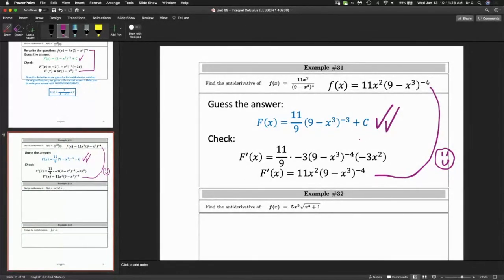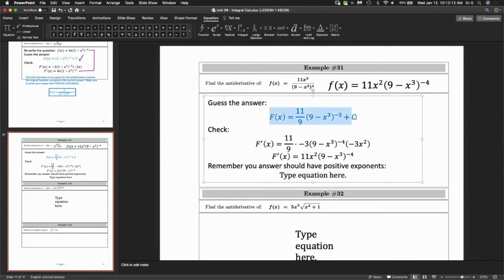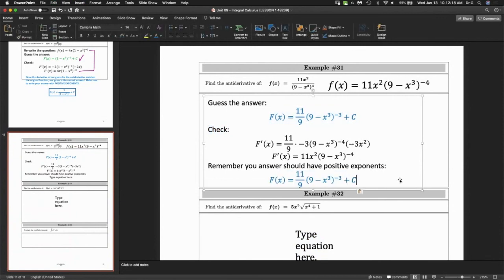Okay, that's it. One thing I'm not going to discuss too much here, but it's positive exponents. So you should always present your answer with positive exponents. So let's do that now. So this is your final answer, but with positive exponents. And then we'll move on to that last question.